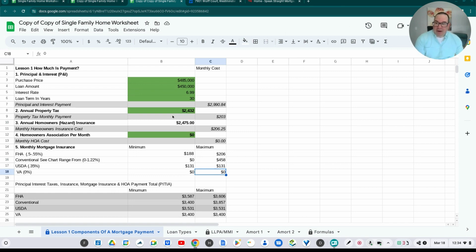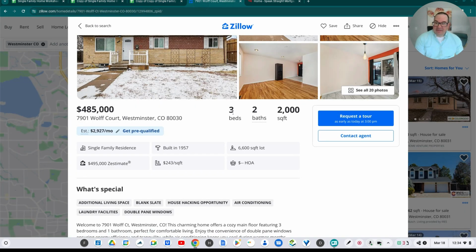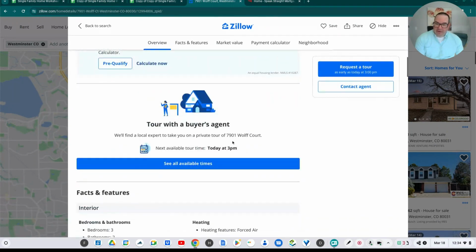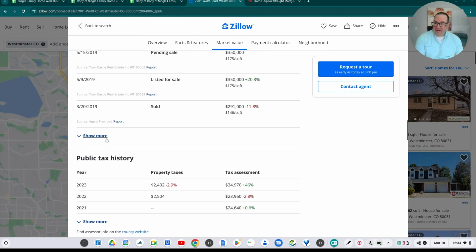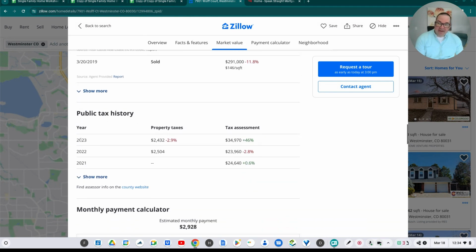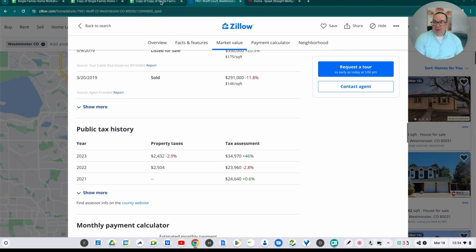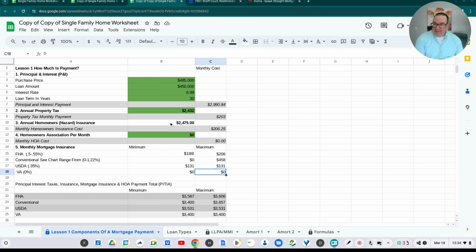Okay, next is property tax. So on a Zillow listing, scroll down until you hit, first there's price history, then public tax history. It's going to have year 2023, so it's 2432. So we're going to put that in the box, annual property tax. I made these worksheets so you only enter stuff in green boxes. You don't enter anything else, everything else is auto-calculated. So 2432 I've already entered, it's showing $203 a month.